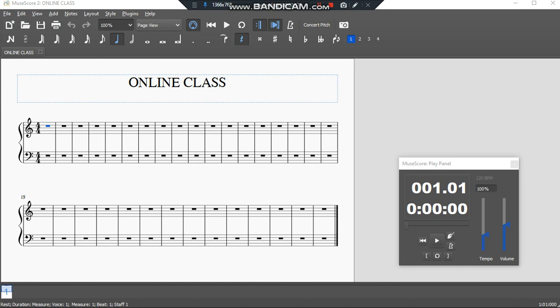A staff comprises 5 horizontal lines and 4 spaces. We start counting the lines from below. This is line 1, line 2, line 3, line 4, line 5. This is space 1, space 2, space 3, space 4. The same thing applies on the bass staff. This is line 1, line 2, line 3, line 4, line 5. And this is space 1, space 2, space 3, space 4.